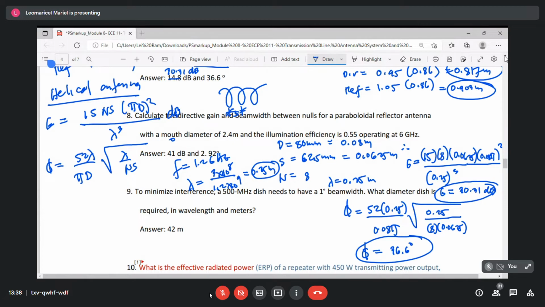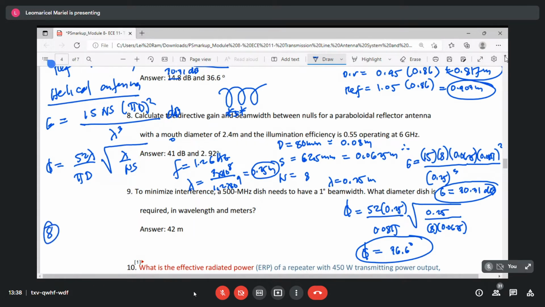Ibig sabihin nun, sa formula lang. So sa board examination namin, nung binigay yan, helical antenna. Ewan ko lang sa board examination yung magbibigay. Pero mayroong ibang formula dyan, no? Maaring hindi ganito, pero pag kinompute ko, same lang din. Nasundan? Yes po, sir. Okay, number 8.